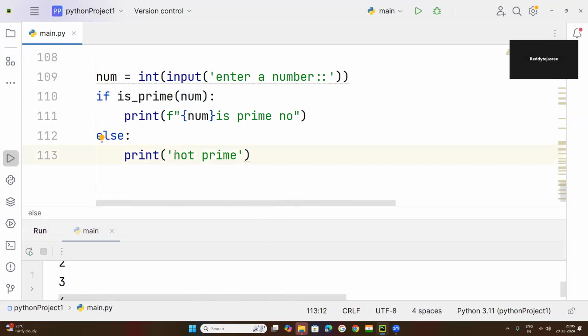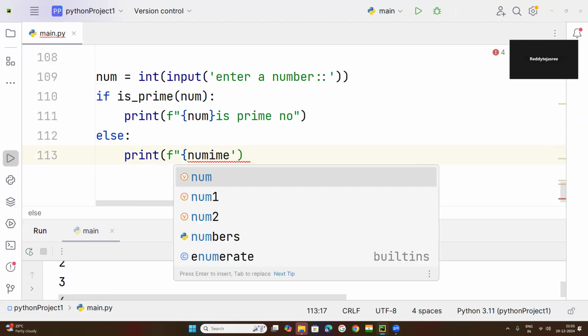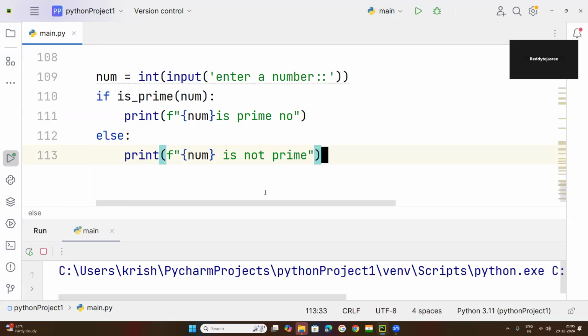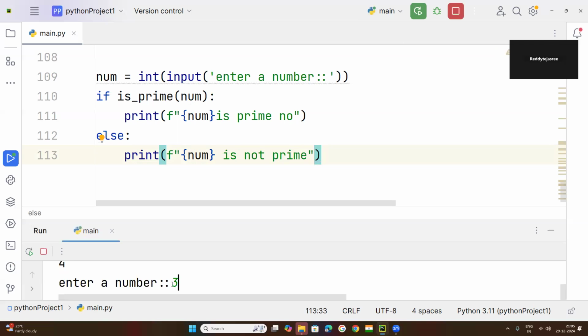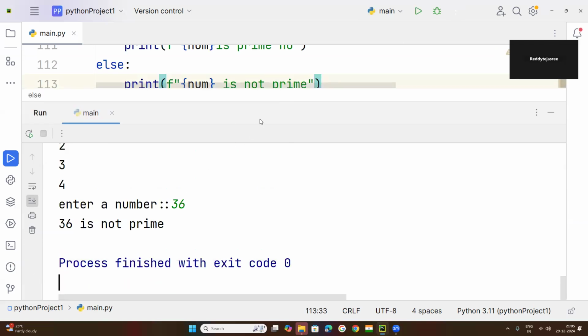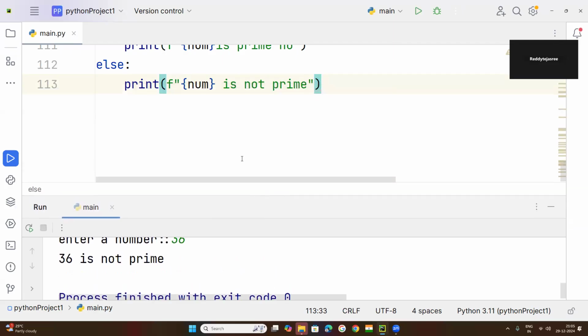Simply formatted string. So num is not prime. Okay. Bracket. Now run this code. Enter a number 36. So 36 is not prime. Why? Because 36 is not prime.